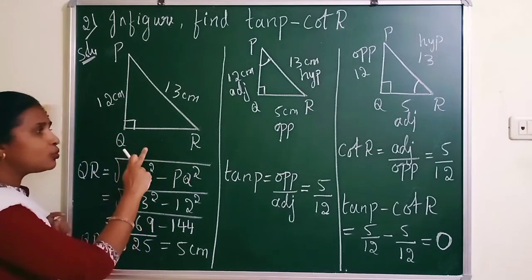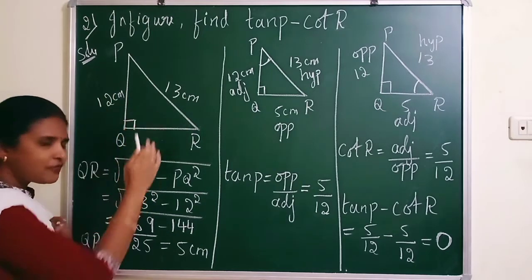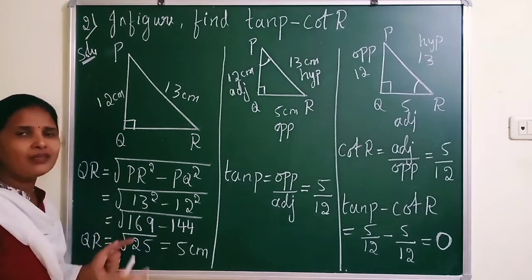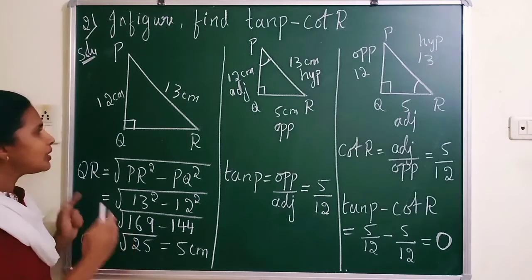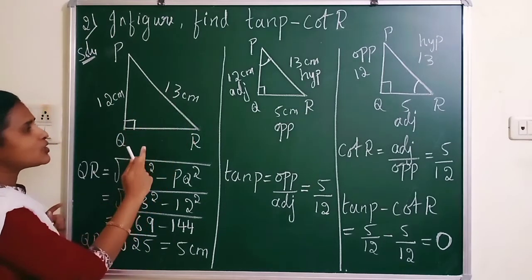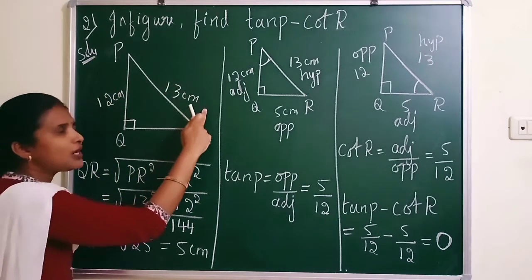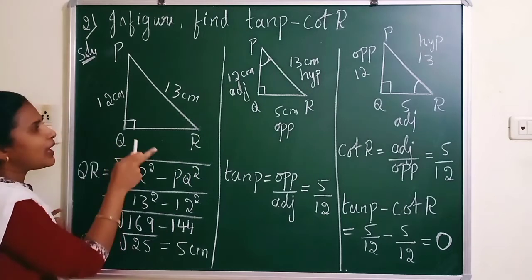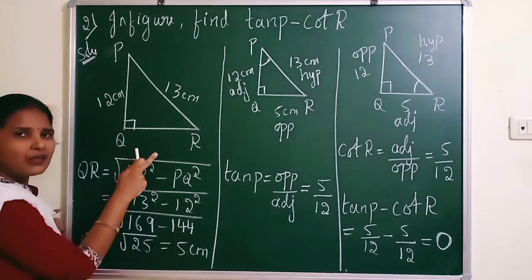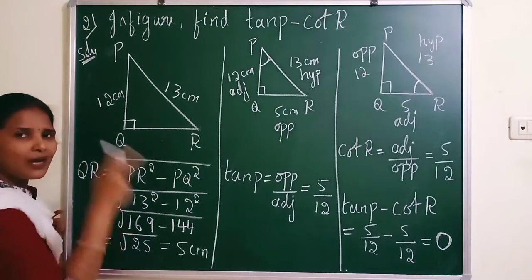Then again you write QR square equal to PR square minus PQ square. So instead of writing all, directly you have to learn how to write. Suppose if I want PR, what do you write? PR can be written as root of QR square plus PQ square. When you want the hypotenuse, you have to add these two under the root, that is square of this plus square of this.